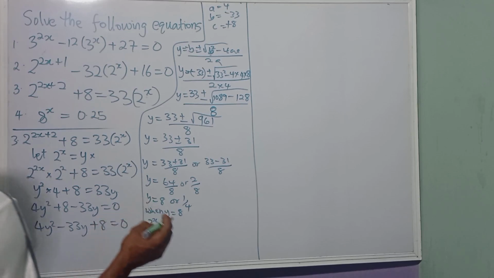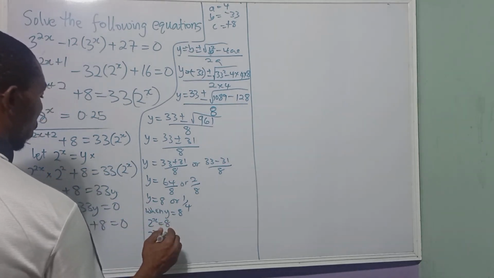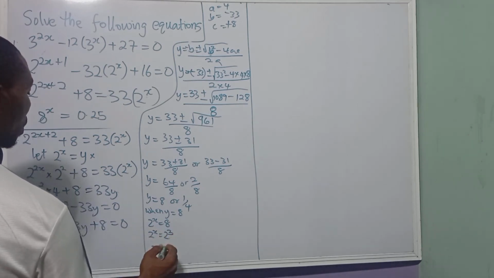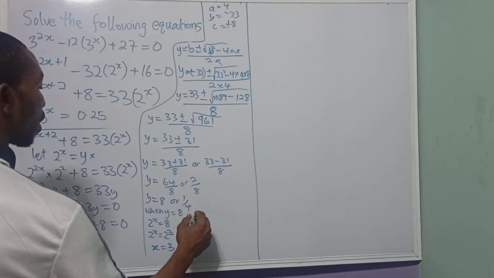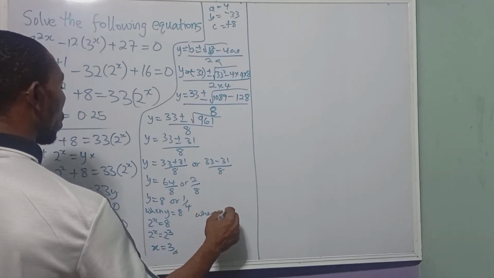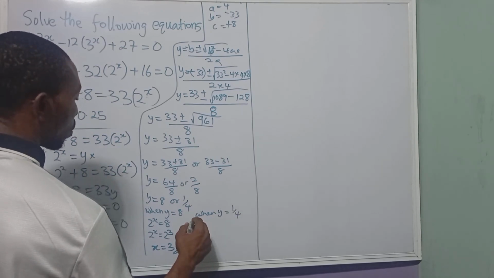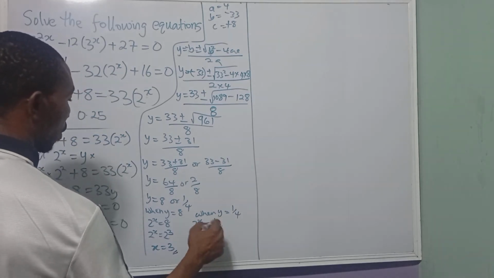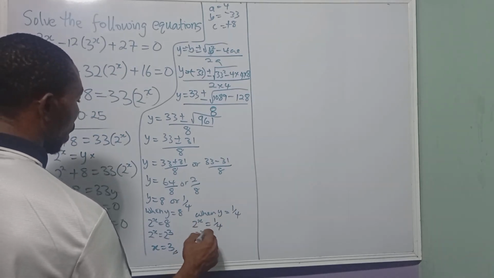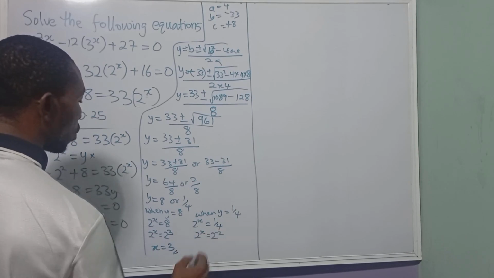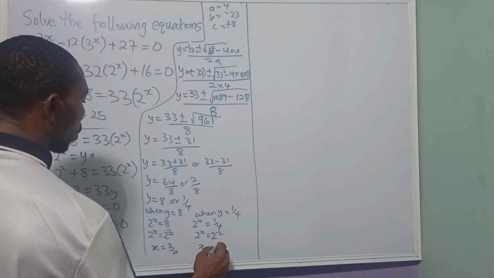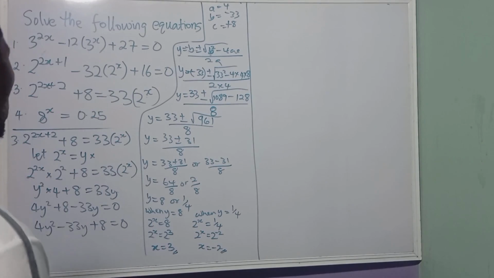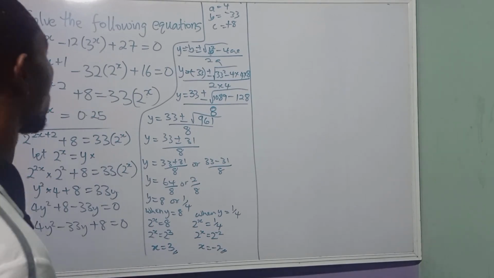So this becomes 2 raised to the power x equals 2 raised to the power 3. So x equals, equating bases, x equals 3. And when y equals 1 over 4, this becomes 2 raised to the power x equals 1 over 4. The inverse of this becomes 2 raised to the power x equals 2 raised to the power minus 2. So x equals minus 2. So the value of x here will be 3 or minus 2.